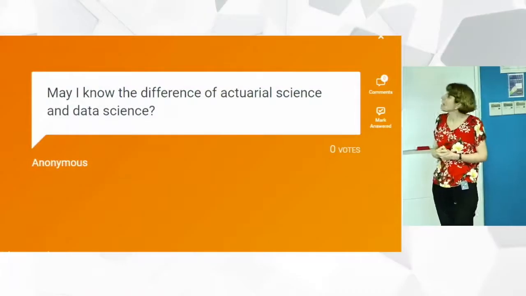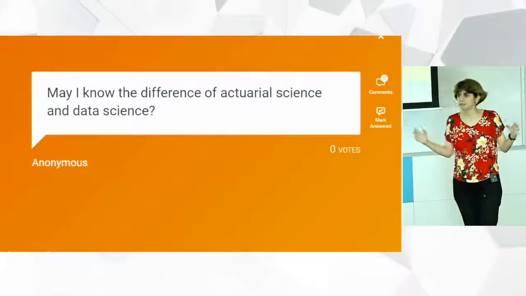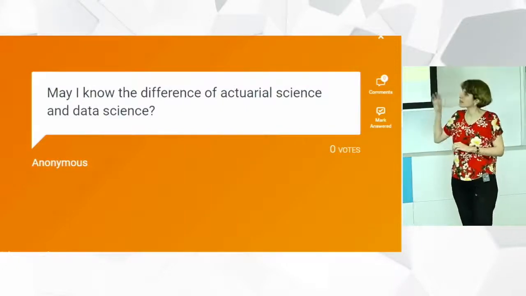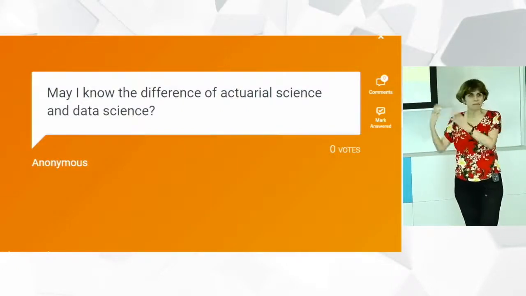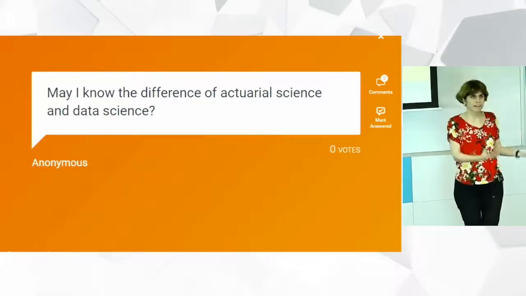I know the difference between actuarial science and data science. As I mentioned, both are working with data, so there is a lot of overlap. Perhaps we can say that data science is more about computer science, and actuarial science is more about financial sectors.